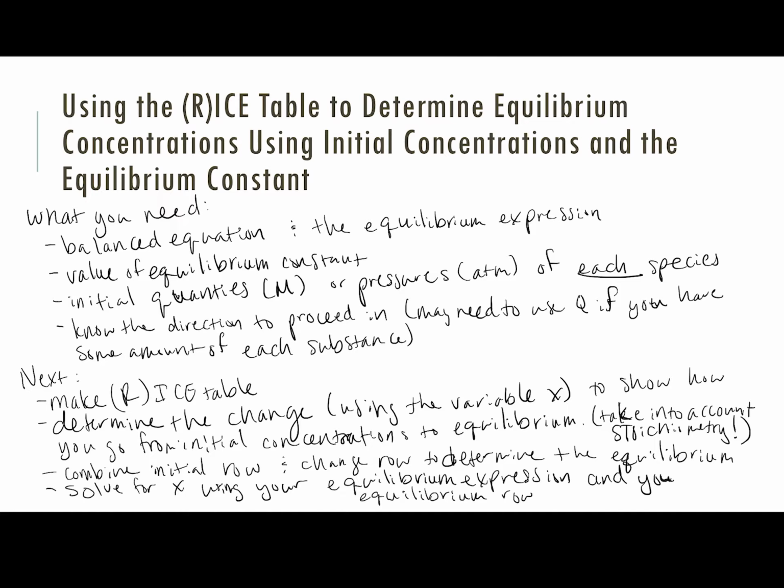Okay, so it's easiest just to try an example. So we've got the following reaction, H2 plus I2 goes to 2HI. It has a Kp value of 53.5. So that's going to go into our ICE table or our RICE table. First check and make sure this is in fact a balanced equation. So we can write out our Kp expression.